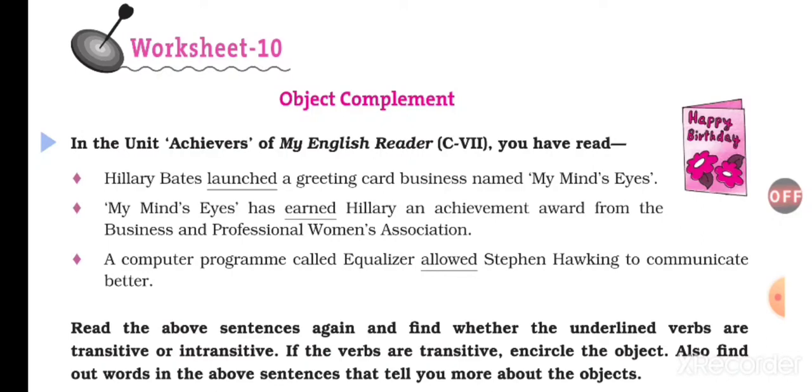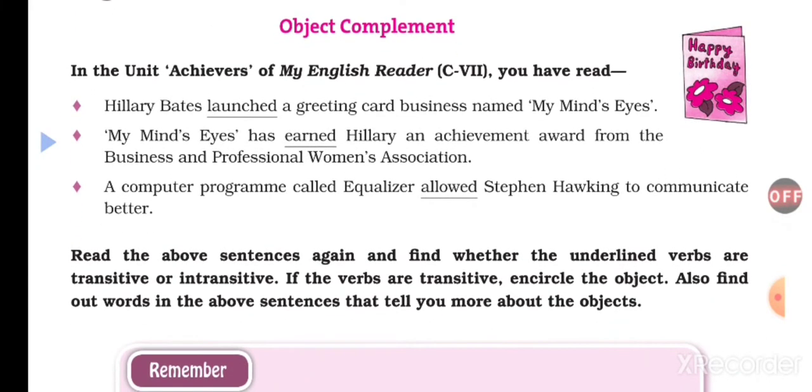Business named My Mind's Eye. Now, My Mind's Eye has earned what? Has earned whom? Has earned Hillary. Hillary you will encircle here. An achievement award from the Business and Professional Women's Association. Now a computer program called Equalizer allowed what? Allowed whom? So the object is Stephen Hawking, to communicate better.